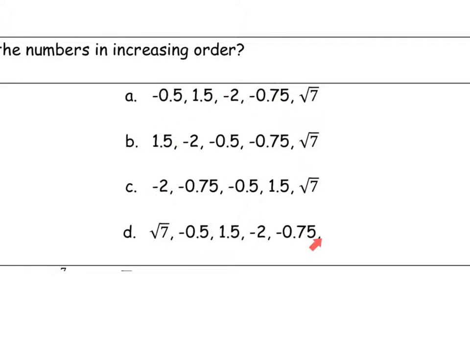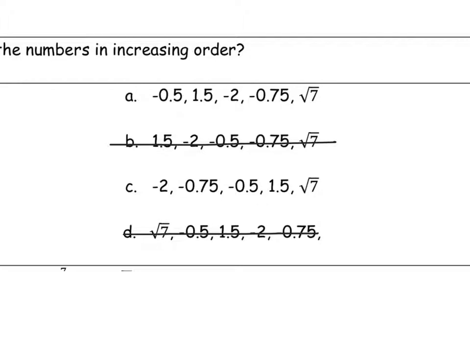We know that we have to have negative numbers first. So we have a negative here, so that might work. We'll check it out. There's no negative here, so that eliminates this one. The square root of 7 is positive. We know our negative numbers are smaller, so that eliminates this one.